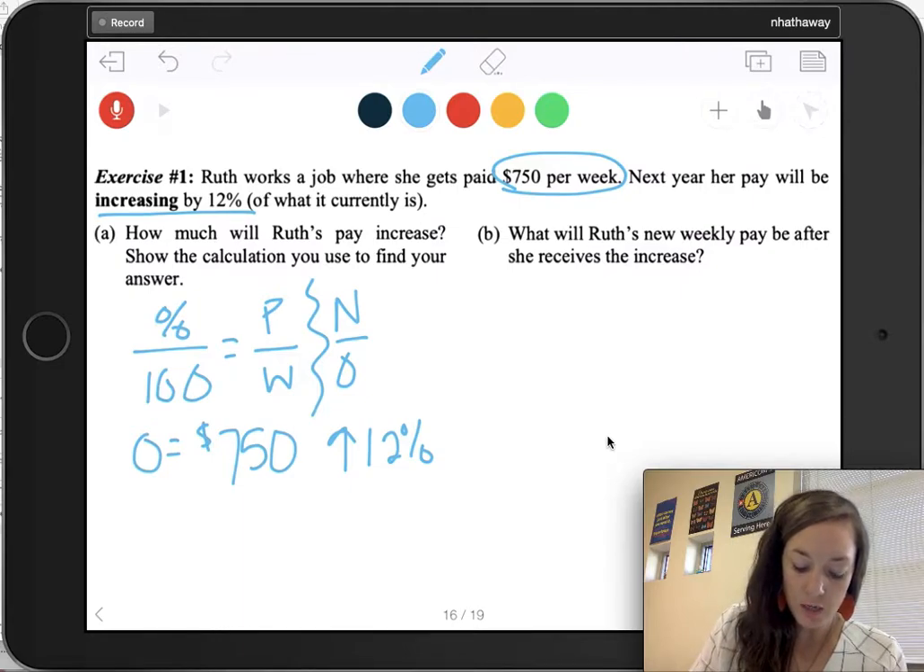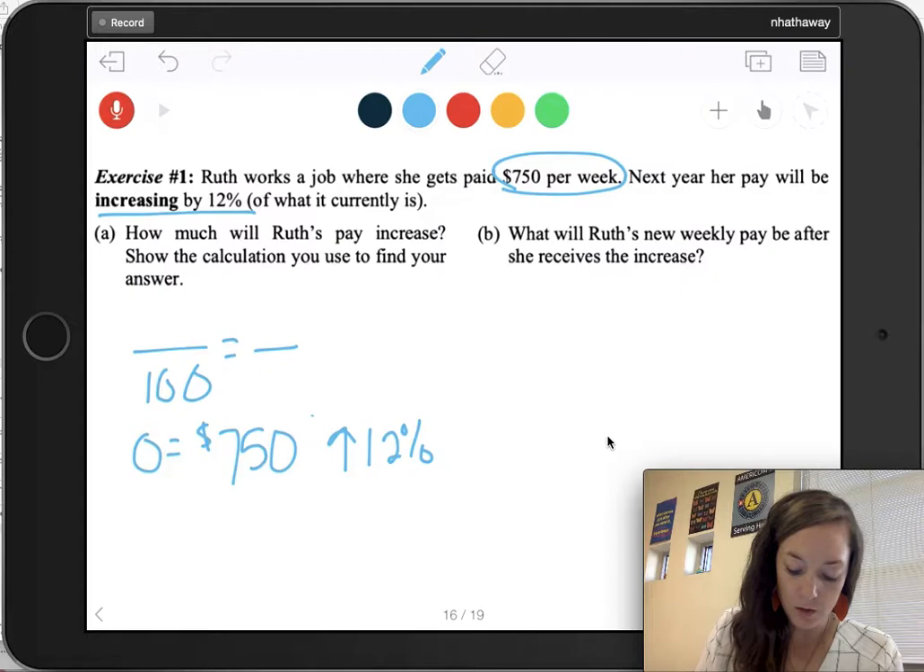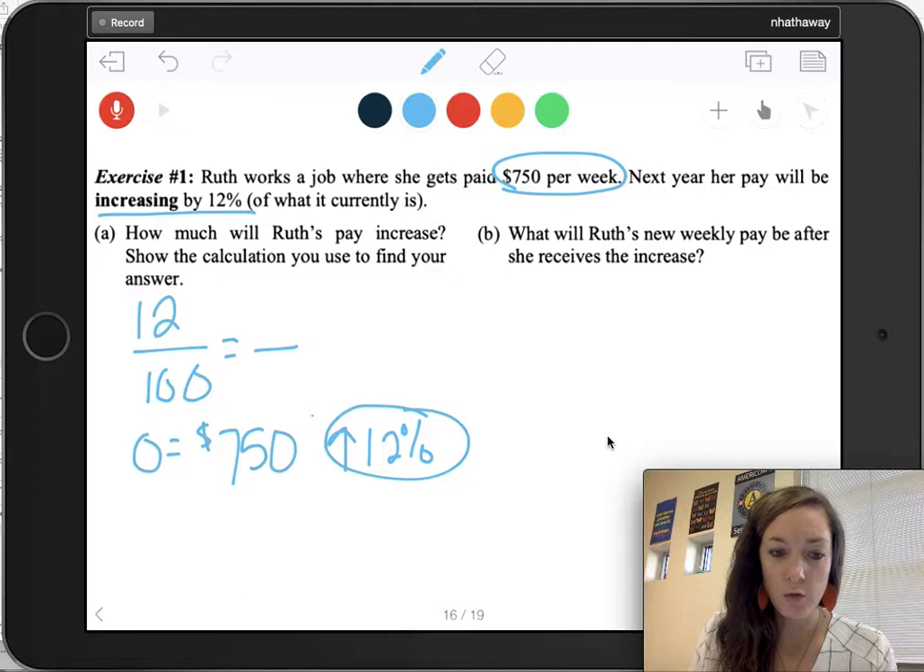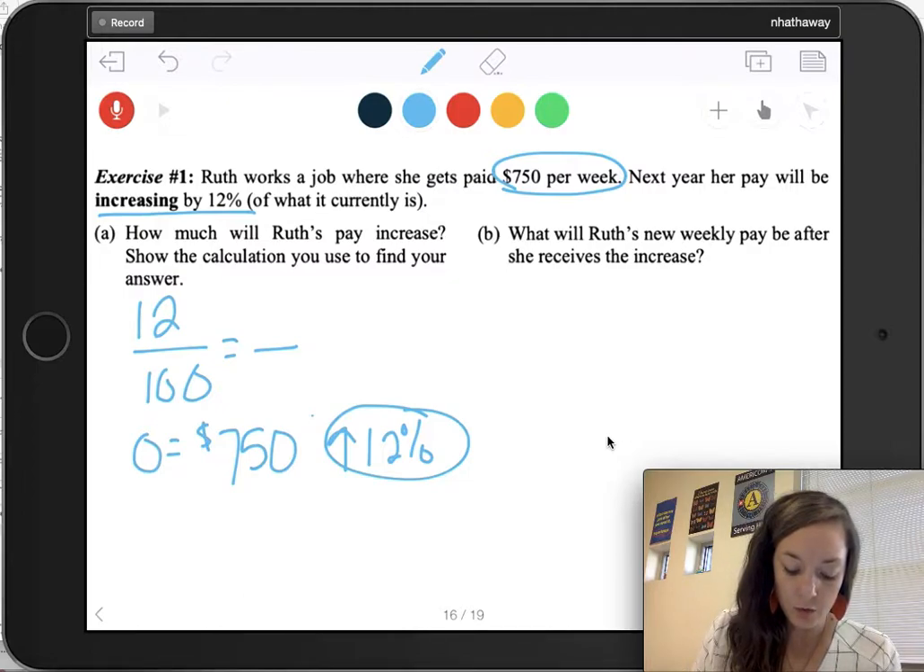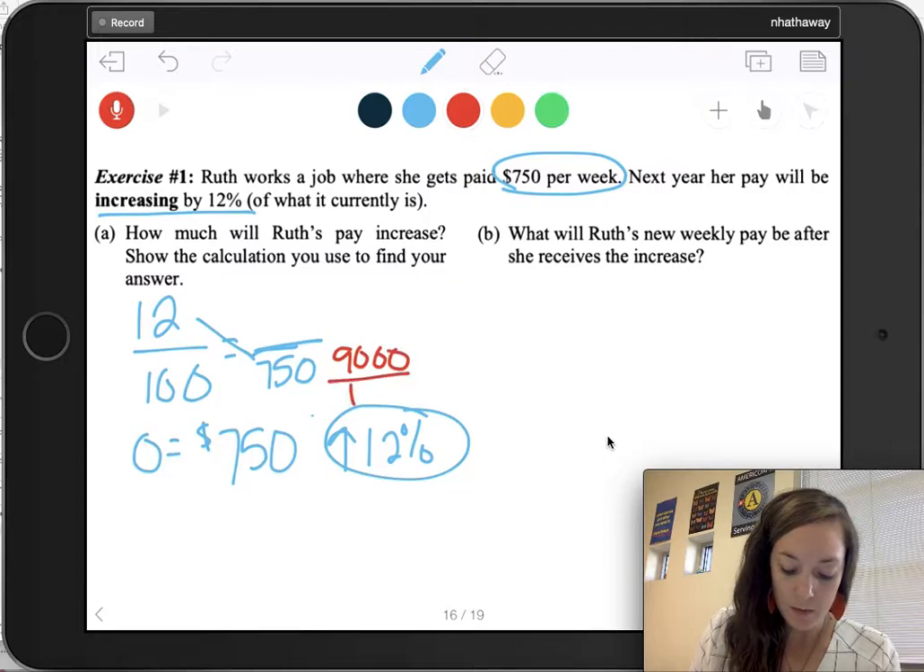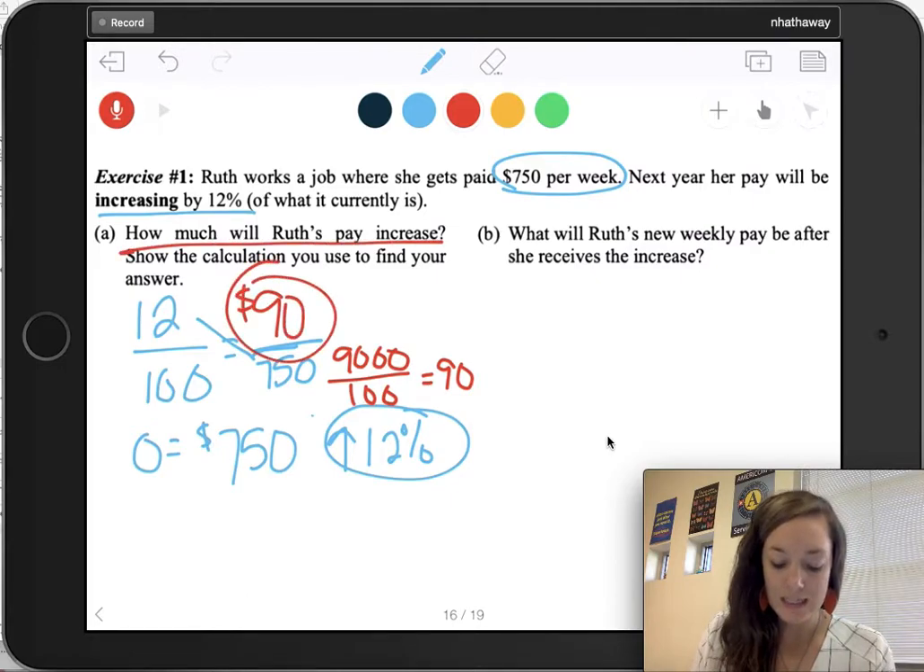So let me change my proportion here and now add in my values. I know that it's changing 12%, so I'm going to put 12 as my percent over 100. And we said our original or our whole amount is that 750, so I'm going to put that as my denominator on the right side. Now I can cross multiply to get 9,000 and then divide by 100 to get 90. So my dollar amount that her pay increases is $90.